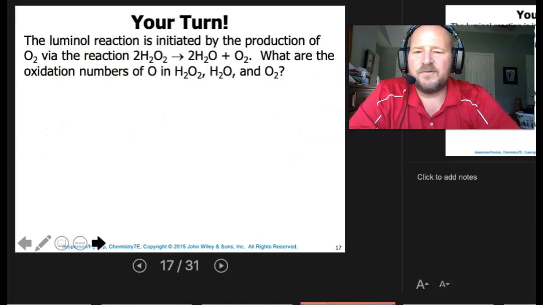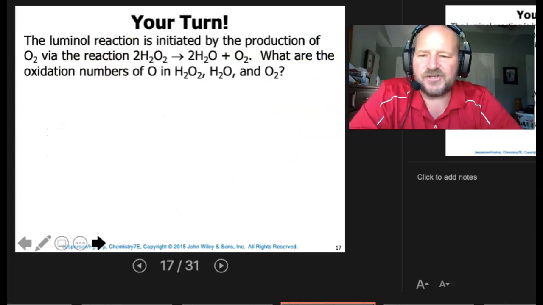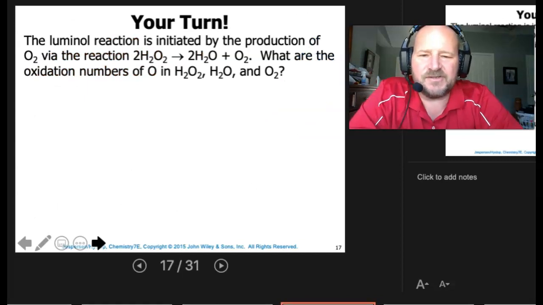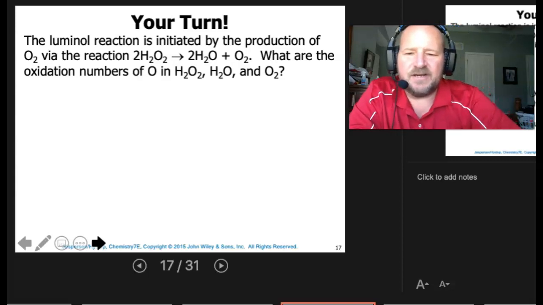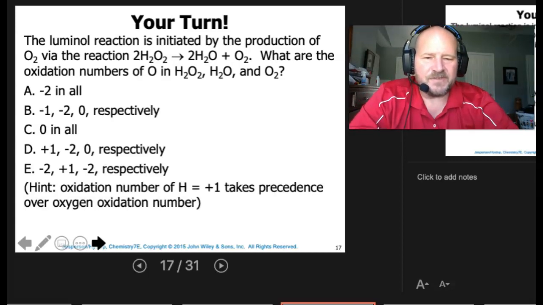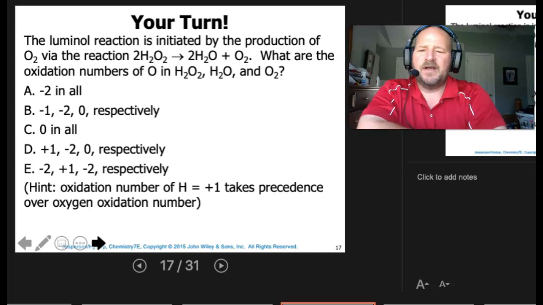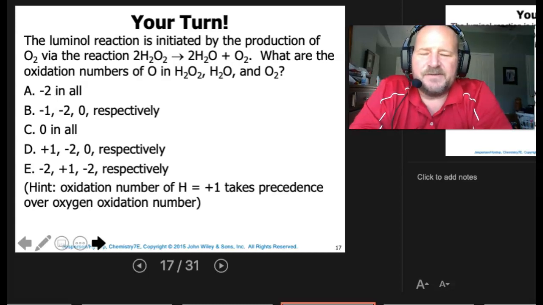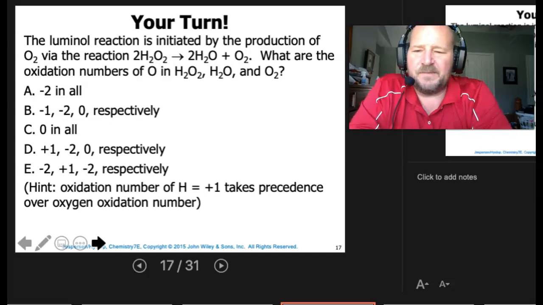All right, so the luminol reaction is initiated by the production of O2 via the reaction, peroxide going to water plus oxygen. What are the oxidation numbers of oxygen in the peroxide, water, and O2? So hopefully from the last segment you remember some of your oxidation rules. And so will it be -2 in all of them because oxygen's always a -2? And of course that can't be true, right? Because we know whenever we have something that's an element, it's got to be 0.